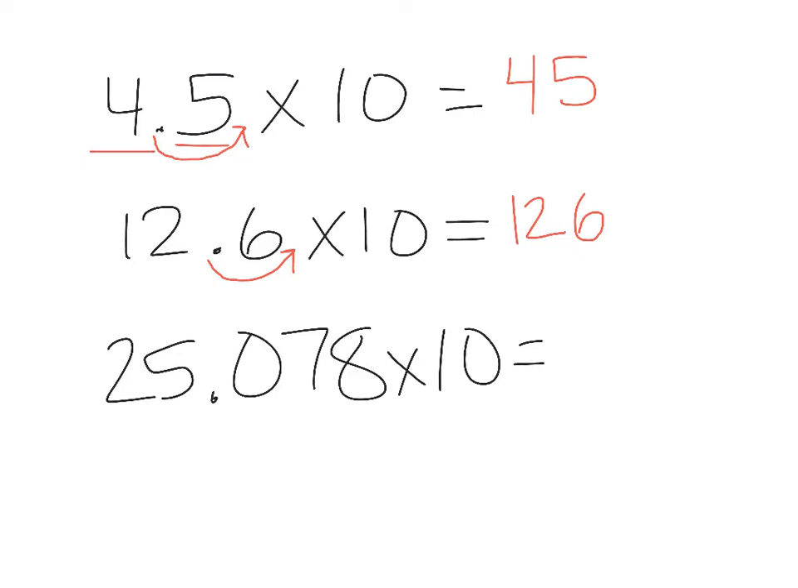Finally, let's look at 25 and 78 thousandths and multiply that by 10. We're going to shift each place to the left, so the 2 moves to the hundreds place, the 5 moves to the tens place, the 0 moves to the ones place, the 7 moves to the tenths place, and the 8 moves to the hundredths place. Another way of looking at it is taking our decimal point and moving it one place to the right.